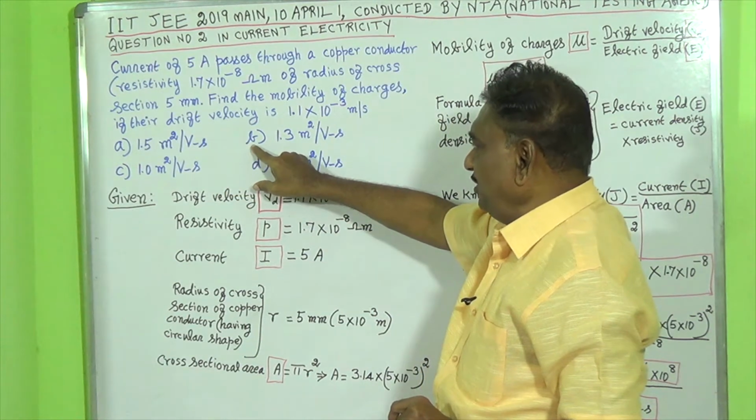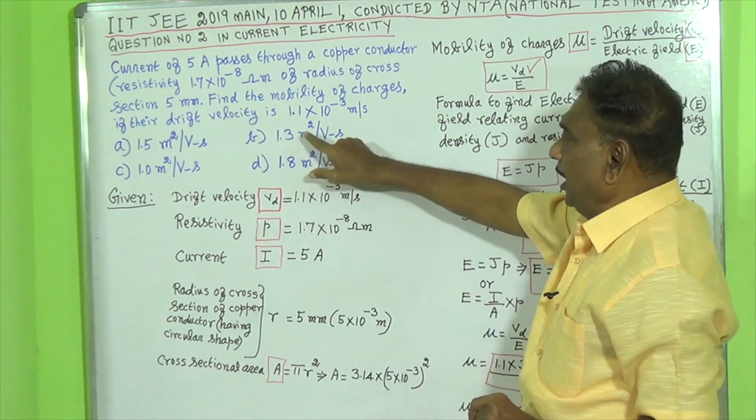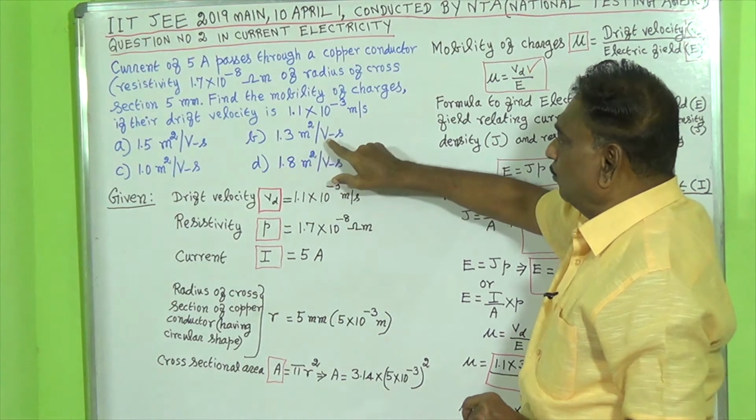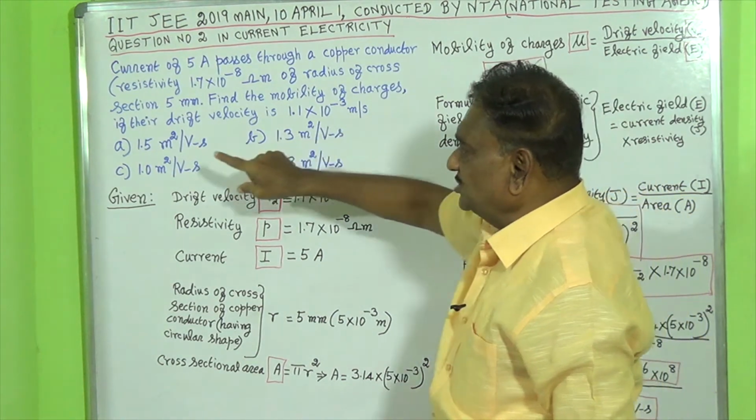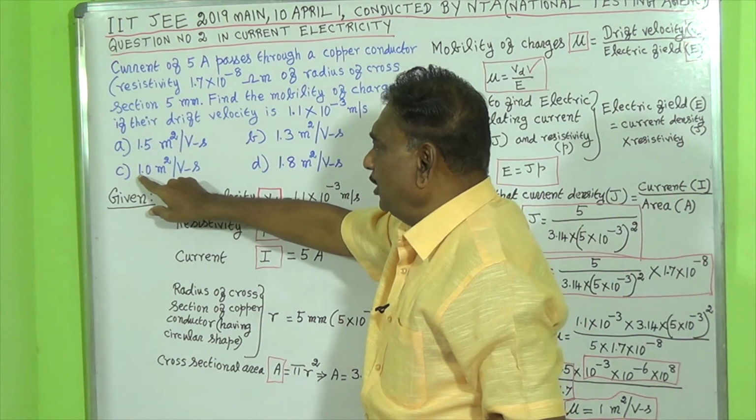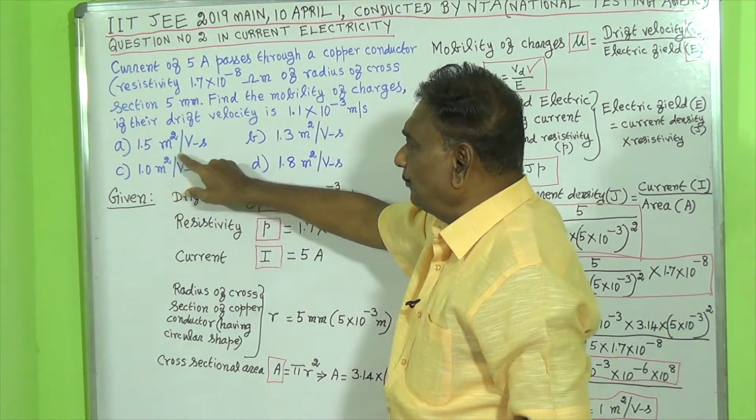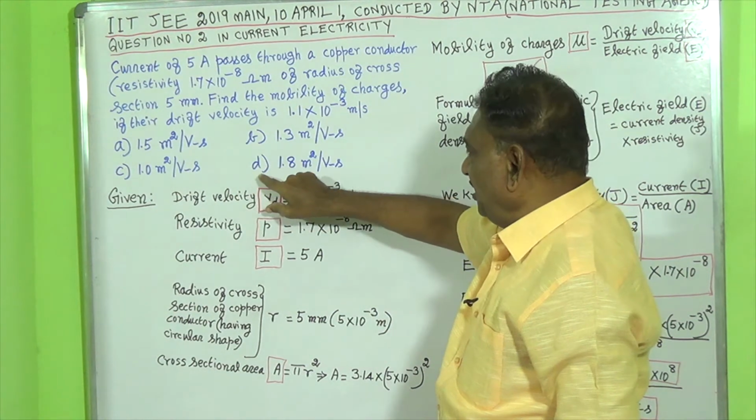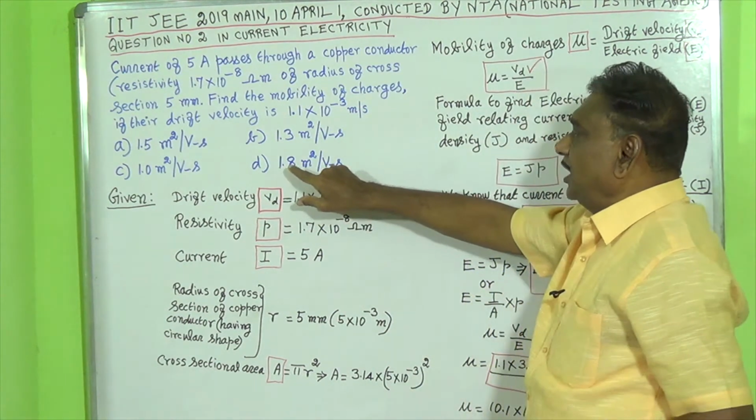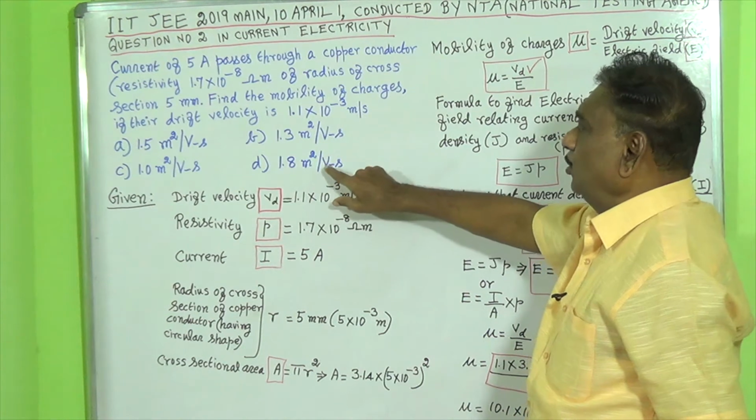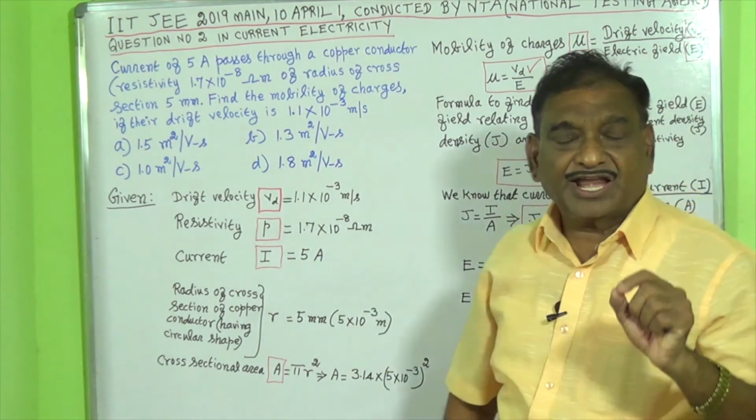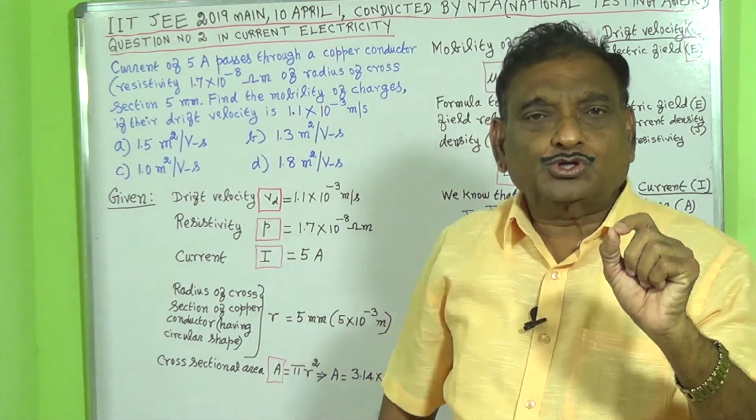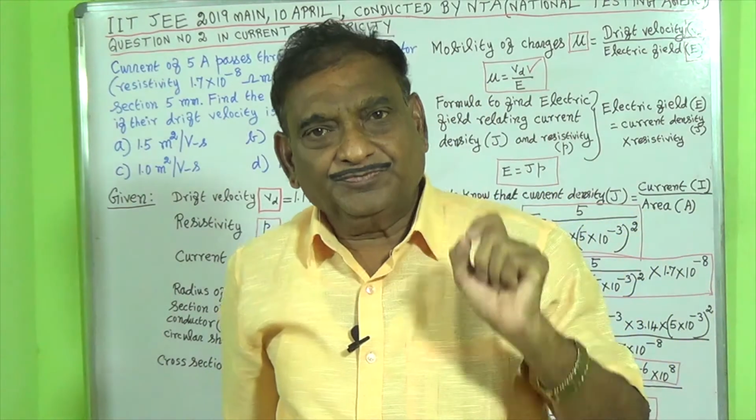Answer B is 1.3 meter square per volt second. Answer C is 1.0 meter square per volt second. Answer D is 1.8 meter square per volt second. Which is the correct answer? We have to select it.